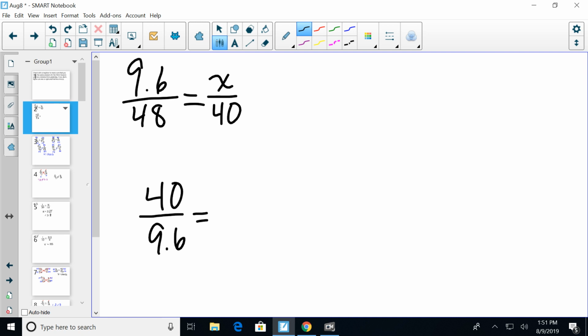Oh, I meant 48. I was looking at the wrong number. I mean 40. So you told me 40 over 9.6 equals what? Over 48? 40. But you already used 40. Is this supposed to be 48? You can't use the same number again.